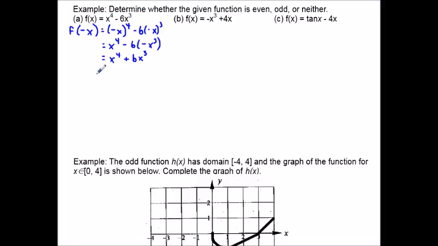Now, this is not exactly the same as my original, so I know it's not even, but sometimes the check for odd is a little tricky. So my recommendation is always try and factor out a negative to see if that will help us fix any of the signs to make it the same as f of x. So if I take out a negative sign, I'm going to have -x to the 4 minus 6x cubed. Now, this is still not the exact same as my original given function, so I can state that this function is neither even nor odd.